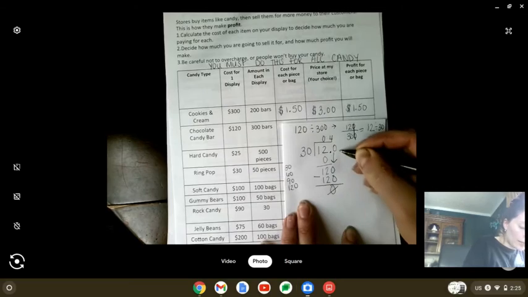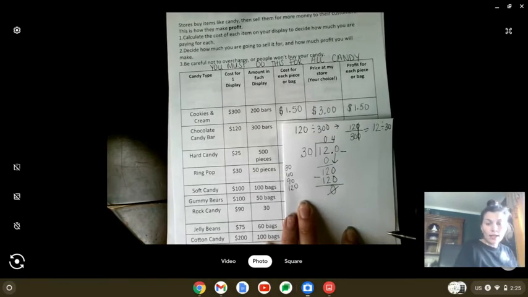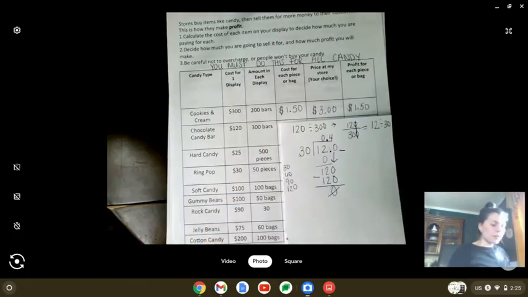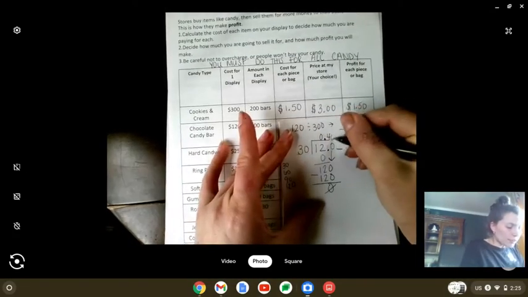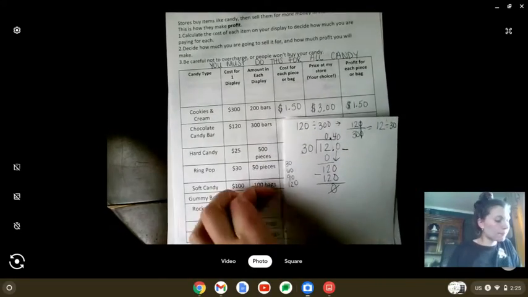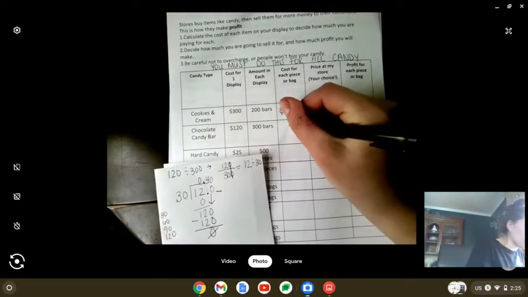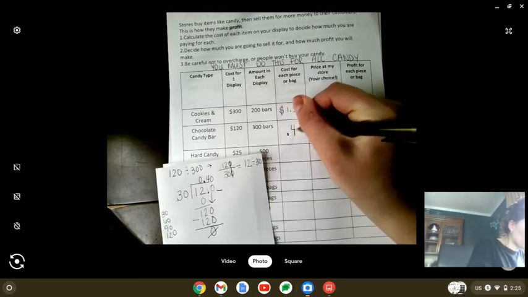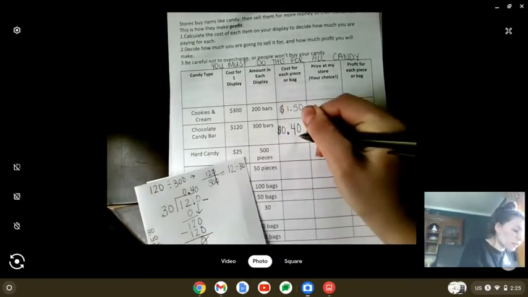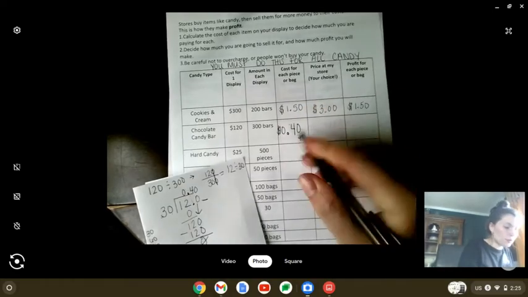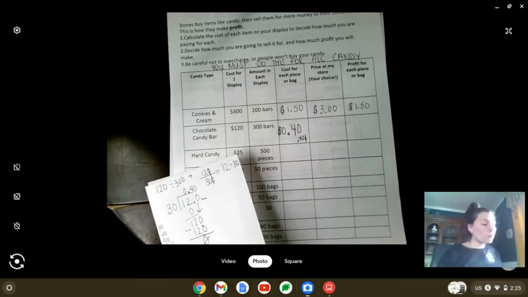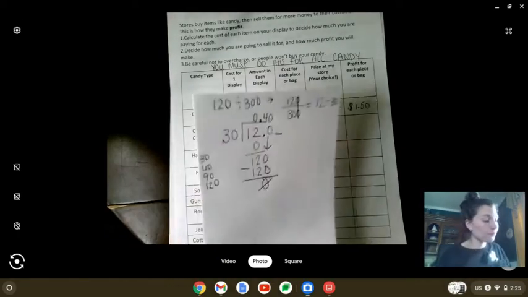I get 0. I have nothing else to bring down here. I'm going to bump up my decimal point. I'm going to add a placeholder. And I get 40 cents. So it costs us 40 cents. Or it looks like this. But remember your decimal point goes there. 40 cents for 1 chocolate candy bar.